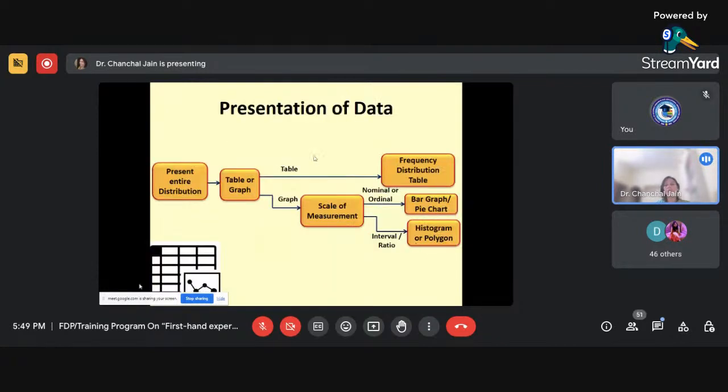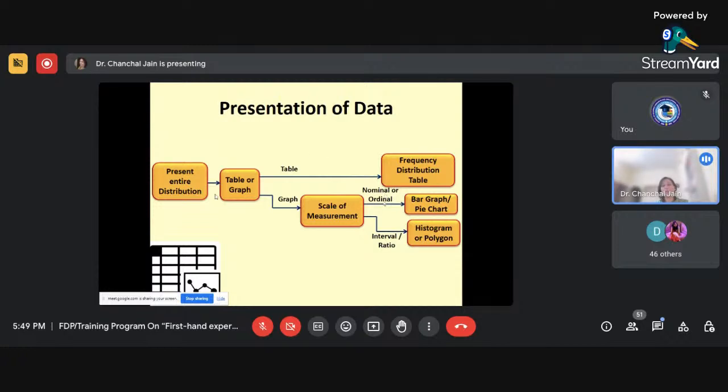Now, talking about the presentation of data, in the previous slides I have told you that for presenting data we can generally prefer either tables or graphs. Here you can see, a table will indicate the frequency distribution of your data, right? And in the case of a graph, the scale of measurement, meaning the type of your variable, will decide which graph you are going to plot, right? I have already discussed these things.